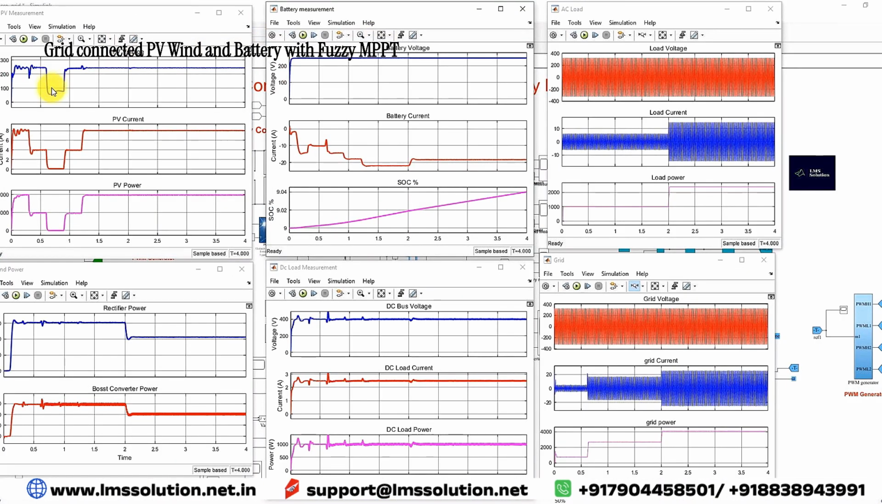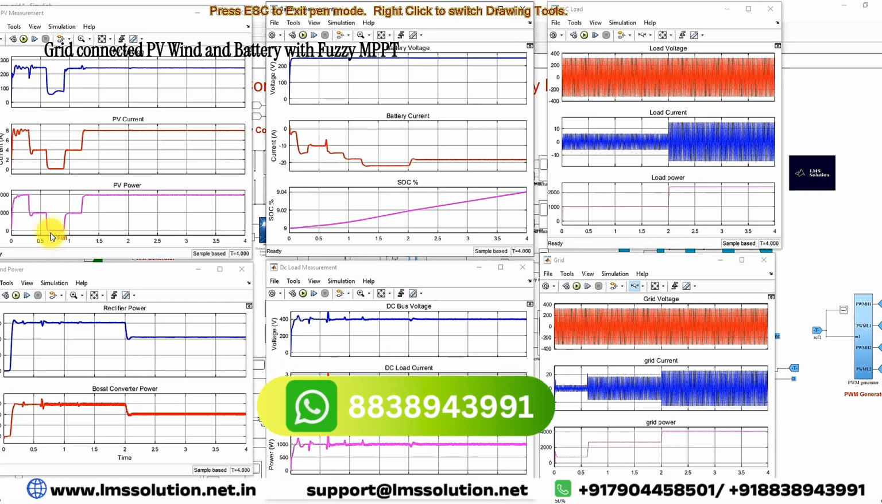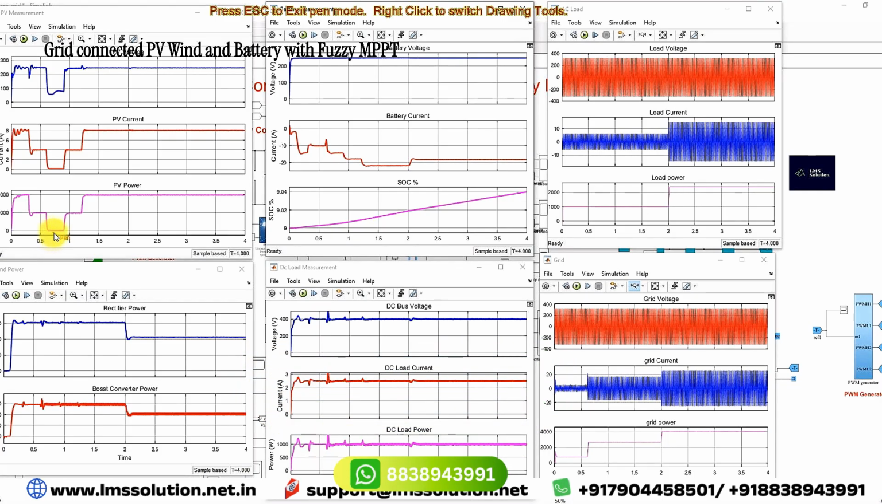Here you can see the PV voltage, current and power. Initially the PV power is around 2000 watts because the radiation is maintained at 1000 watts per meter square. After 0.3 seconds, the irradiation changed to 500, and because of that the PV power changed to 1000. After 0.6 seconds, the irradiation changed to 10 watts per meter square, and that's why the PV power goes to 0. Then the variation of the PV current: initially it is 8 amps, after that 4 amps, and after that it comes to 0 amps.